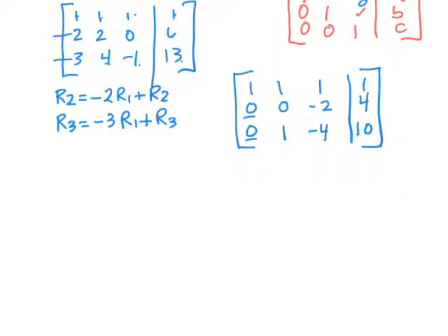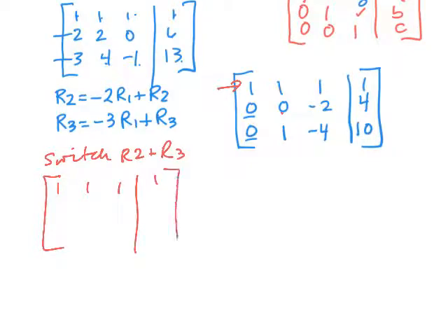Okay, so now I've got my first column, my first row in good shape, but my second one, I want to get a 1 right here. So I'm going to switch row 2 and row 3. So let's see what we get when we do that. Row 1 doesn't change. And row 3 is now row 2. And row 2 is now row 3.